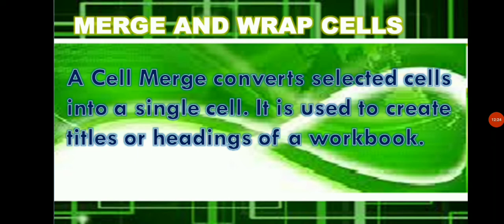Next is merge and wrap cells. A cell merge converts selected cells into a single cell. It is used to create titles or headings of a workbook. Once your cells are merged, they will be considered as one cell. You have to unmerge the cells if you will cut, copy, or paste.